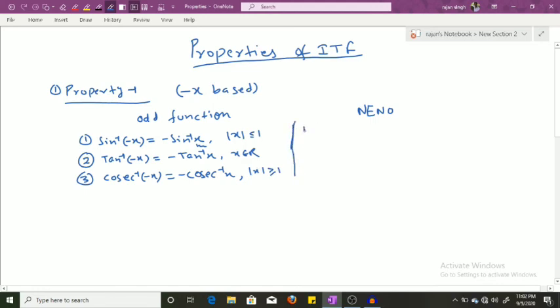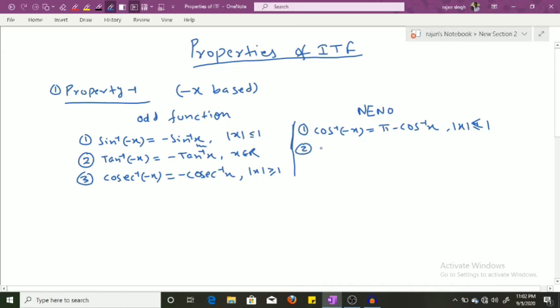Now for neither even nor odd, we have cos inverse first. For cos inverse, what do we know? We'll derive this thing, don't worry: cos inverse of minus x is pi minus cos inverse x. And the domain is mod x less than or equal to 1.